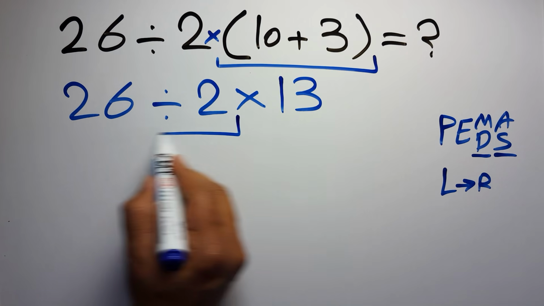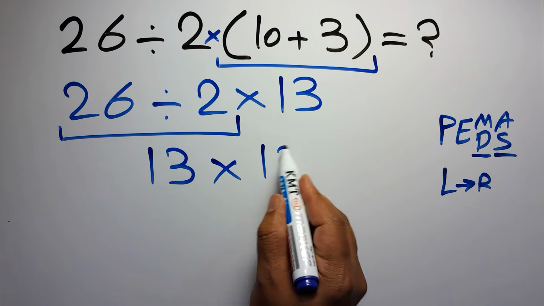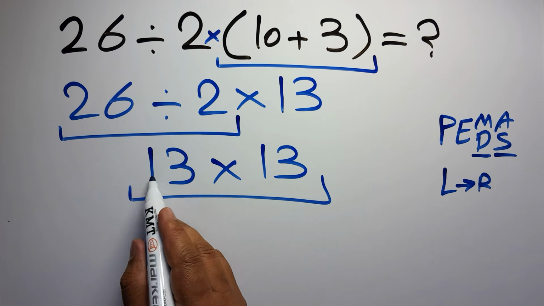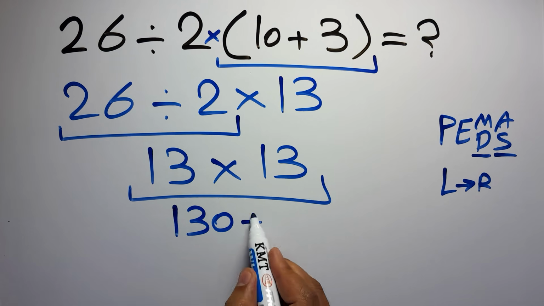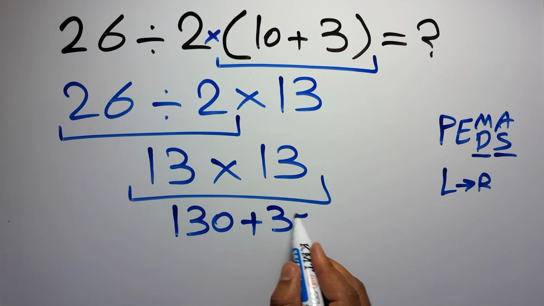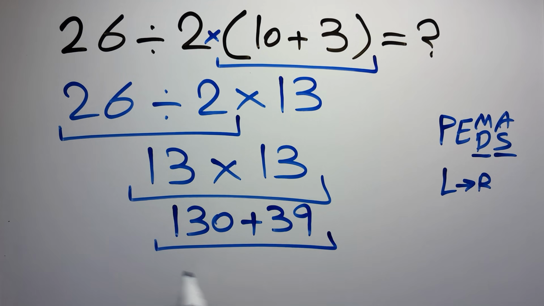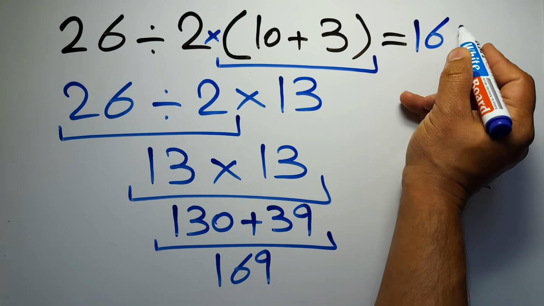26 divided by 2 gives us 13. So we have 13 times 13, which equals, 10 times 13 gives us 130. So 130 plus 3 times 13 equals 39. So 130 plus 39 gives us 169. And this is our final answer to this problem. The correct answer is 169.